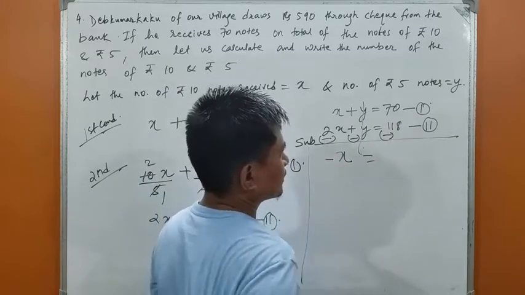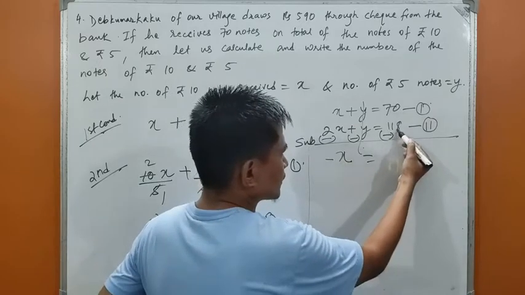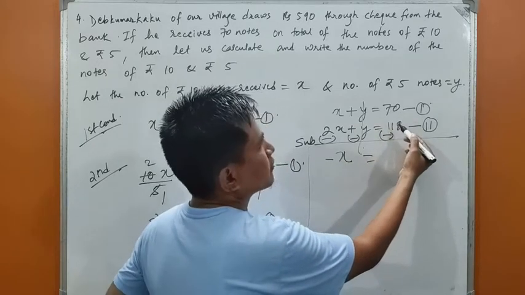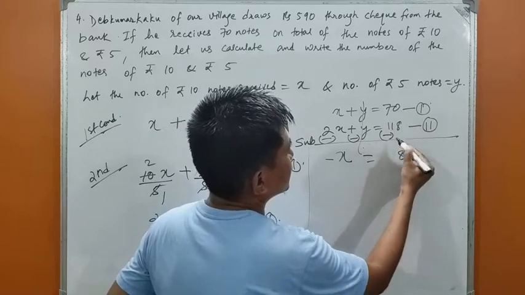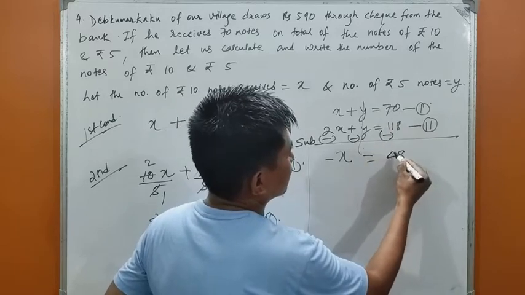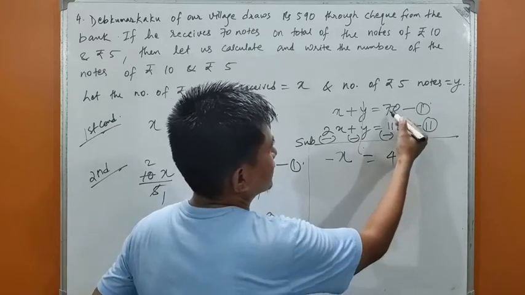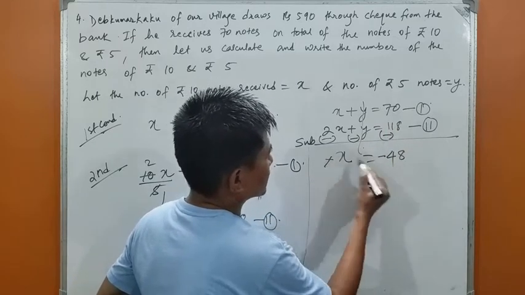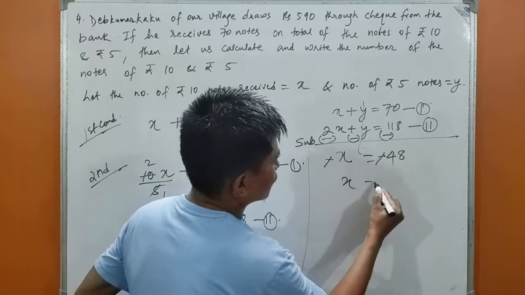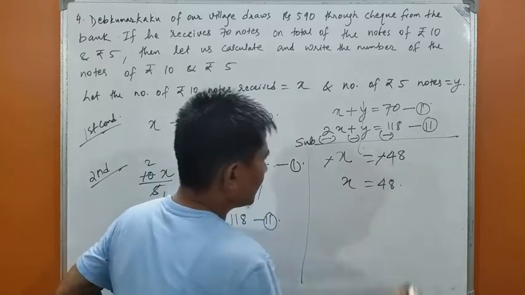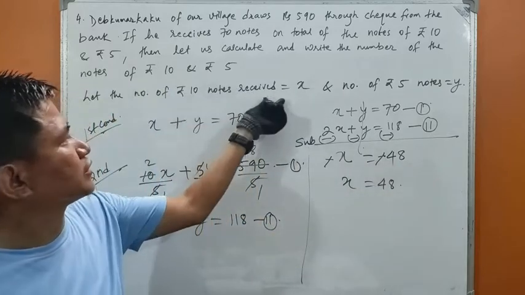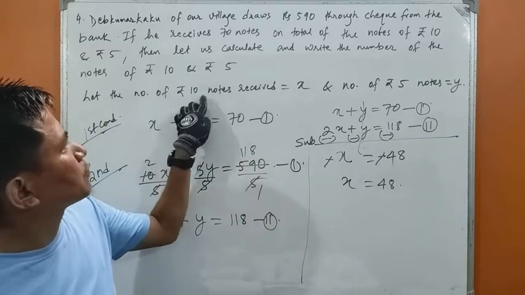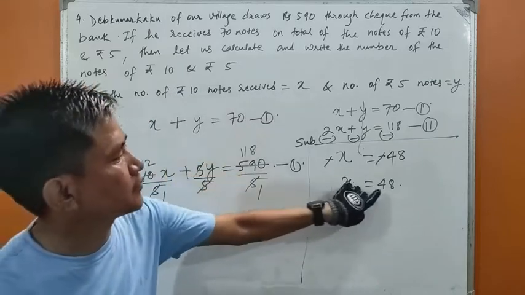118 minus 70, isn't it? This is minus and this is plus, so we need to subtract. 8 minus 0 is 8. 11 minus 7 is 4. Are you getting me? 11 minus 7 is 4. So the sign of the greater number comes, that is minus. So minus and minus cancel out, so x equals 48. x means the number of 10 rupee notes, isn't it? The number of rupees 10 notes received is x, that is 48.